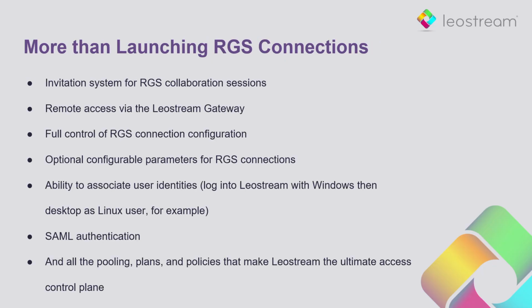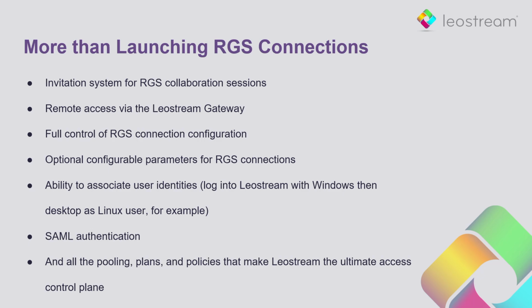Specifically when talking about RGS, as I mentioned, Leostream has been working with the RGS team for over a decade, and we have very tight integration with that protocol. Obviously, we can launch the connections, but beyond that, we have an invitation system built into our connection broker that allows RGS users to send invitations to the users that they want to collaborate with. So that's a really easy way for users to know how to connect to another user's session when it's appropriate. As I mentioned, we also have the Leostream Gateway for remote access, which is critical for these hybrid workflows that we see in the workforce today.